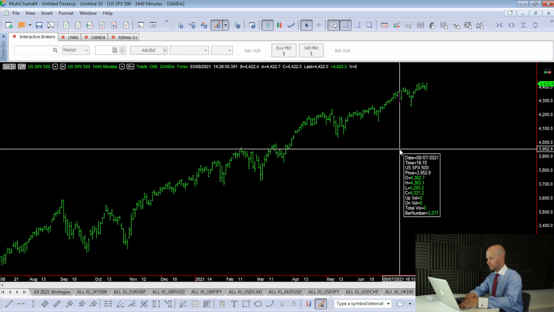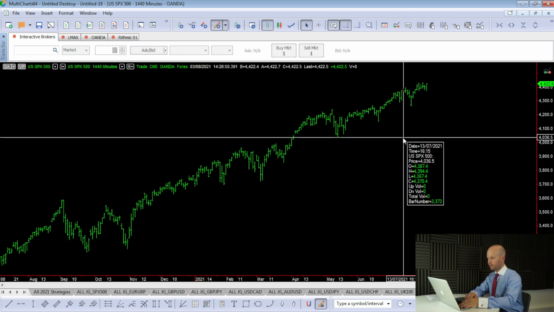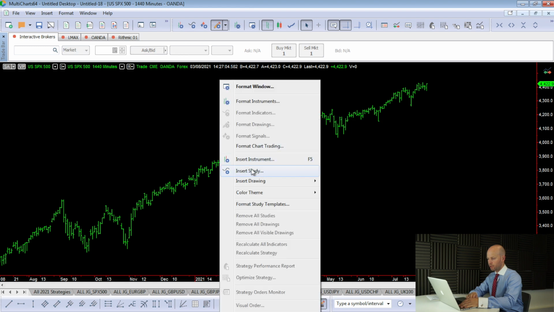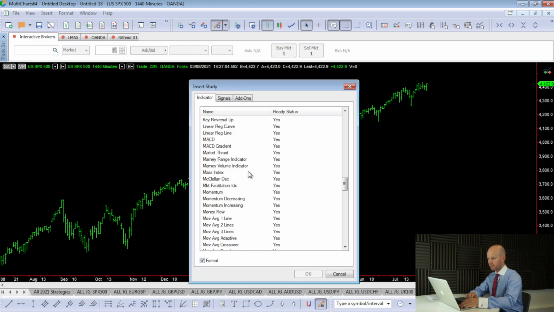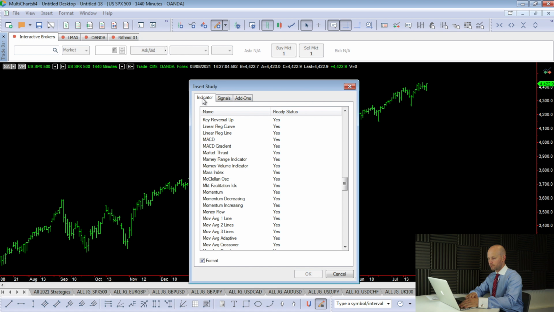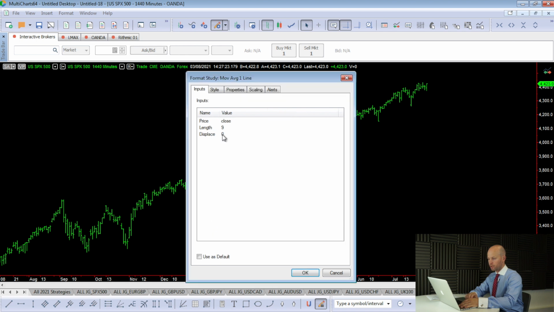And now that's populated our data on the chart. The next thing we need to do is insert that strategy into the chart that I've just created. So the way we do that is right click the chart, insert a study. Now we've got indicators, signals, add-ons. In fact, what I'll do first, let's put the indicators on the chart so we can see that the strategy is working correctly. So let's put, first of all, that 200 period moving average on the chart.